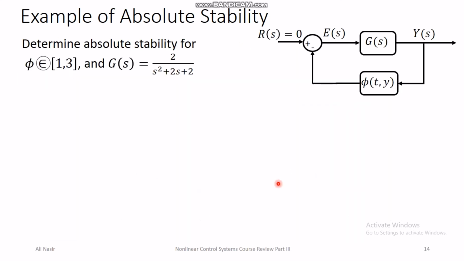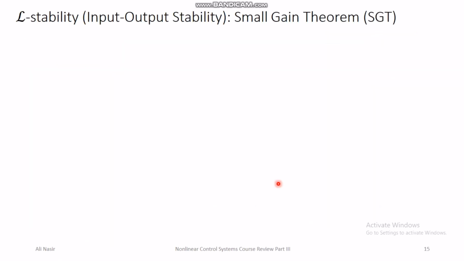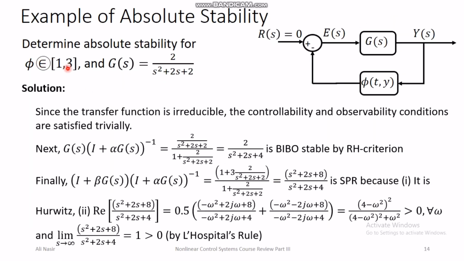Then we looked at another example where the sector nonlinearity belonged to a sector from 1 to 3, and a second order transfer function. We verified all 4 conditions and used L'Hopital's rule to find the limit as it approaches infinity. Then we concluded that this LTI system with a sector nonlinearity belonging to this sector is absolutely stable. This whole system is absolutely stable.